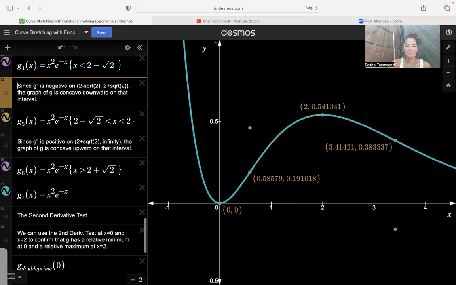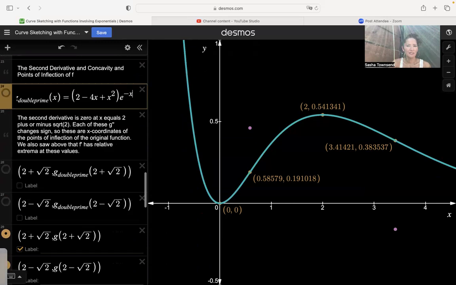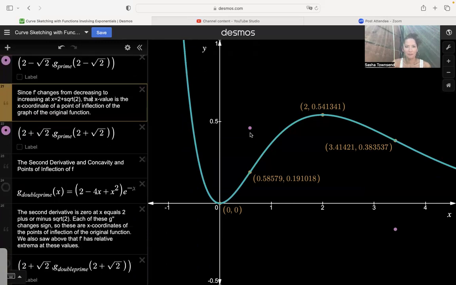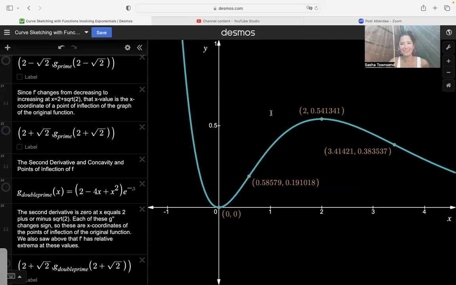So that's it. I have that sort of floating purple point here, the maximum of g prime. Get rid of that. So that is the original function.